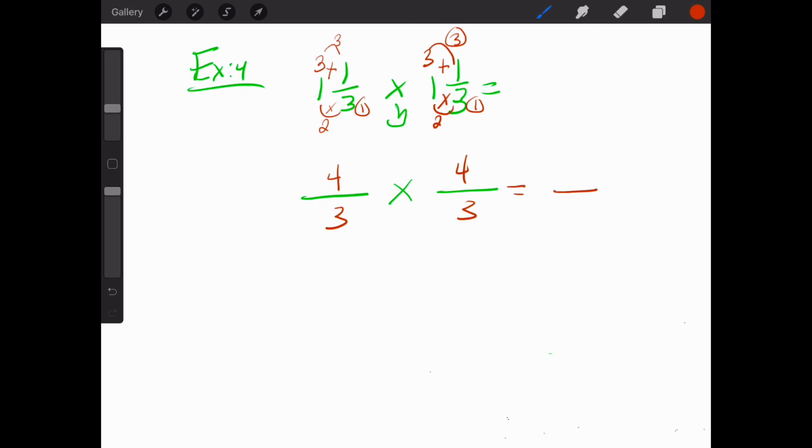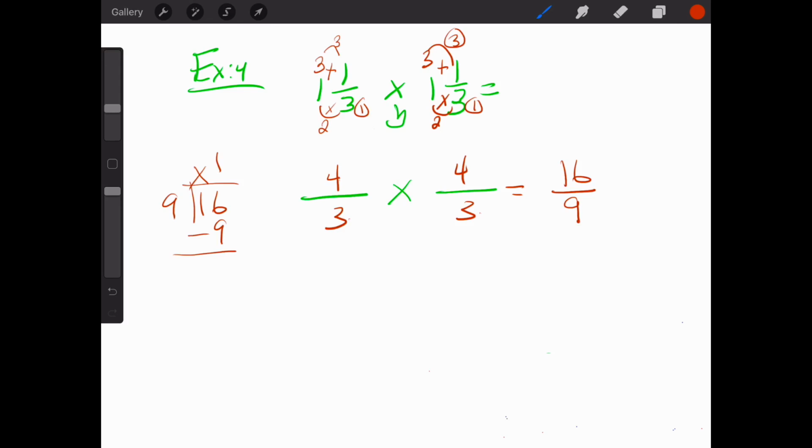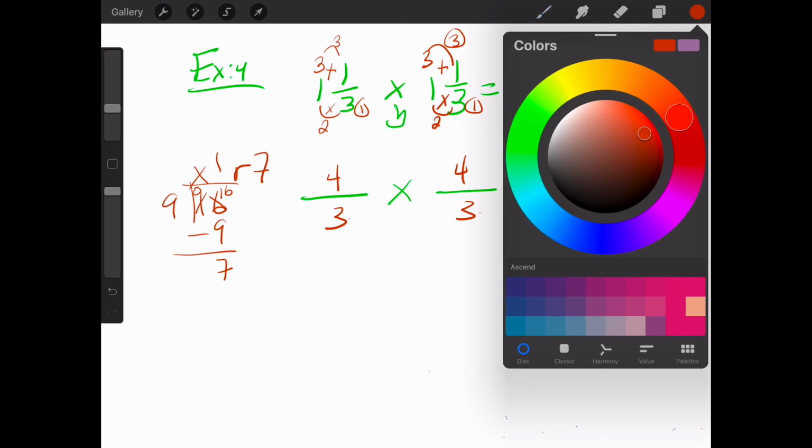Fraction bar, 4 times 4 is 16. 3 times 3 is 9. Okay? You know that's an improper fraction. 9 does not go into 1. 9 goes into 16 one time. You cannot take 9 from 6. Rename the 1 to a 0. Rename the 6 to 16. 16 minus 9 is 7. So you get remainder 7.